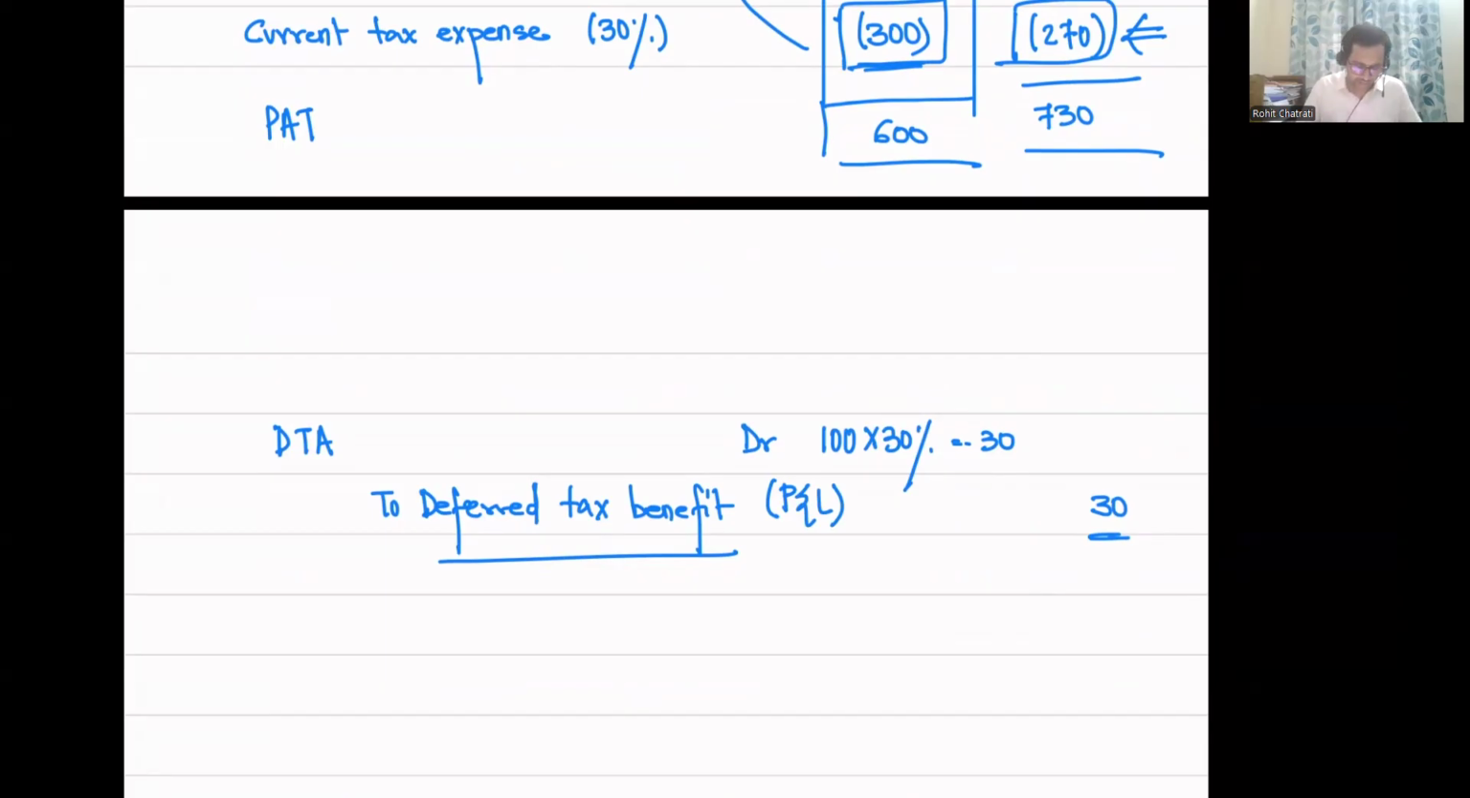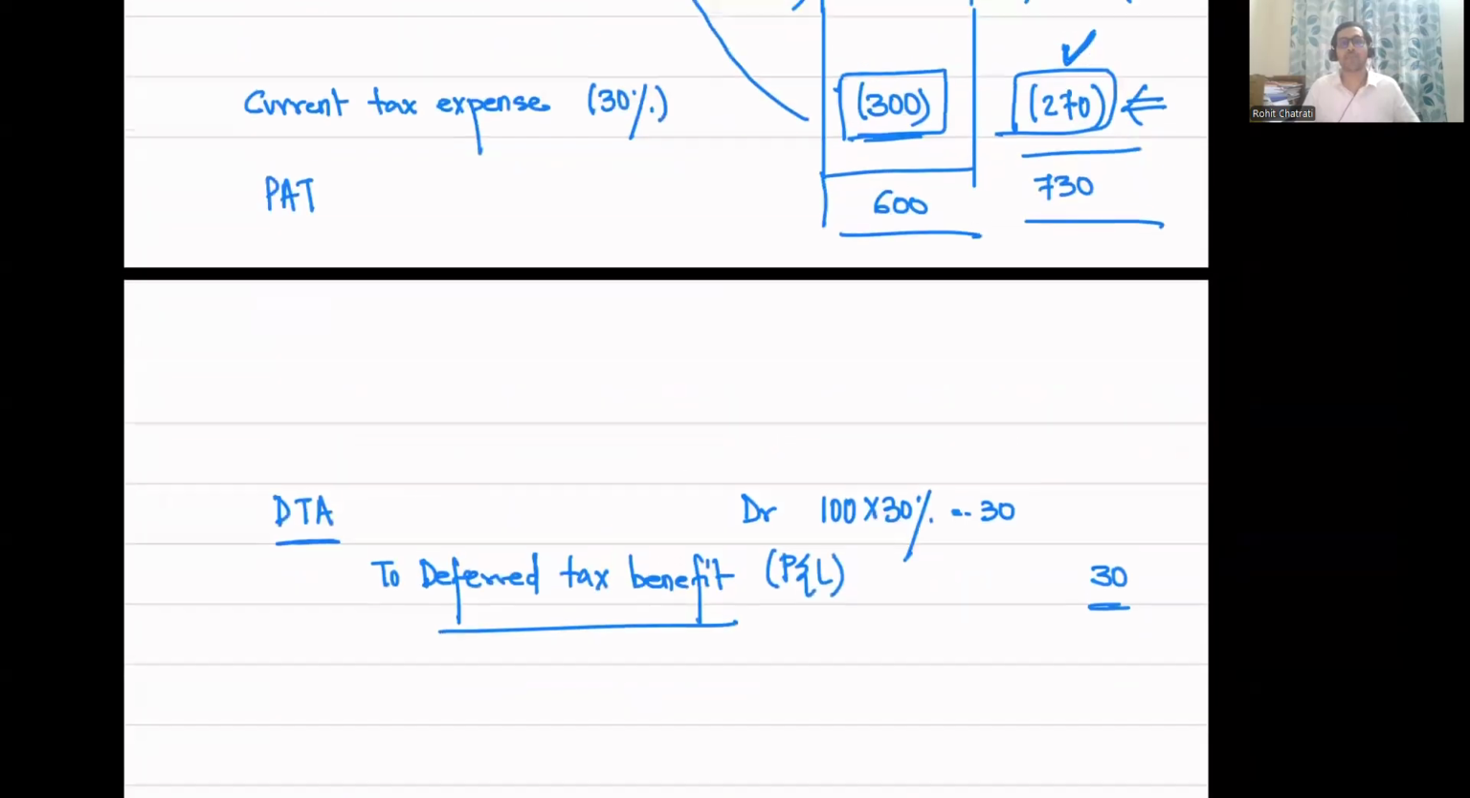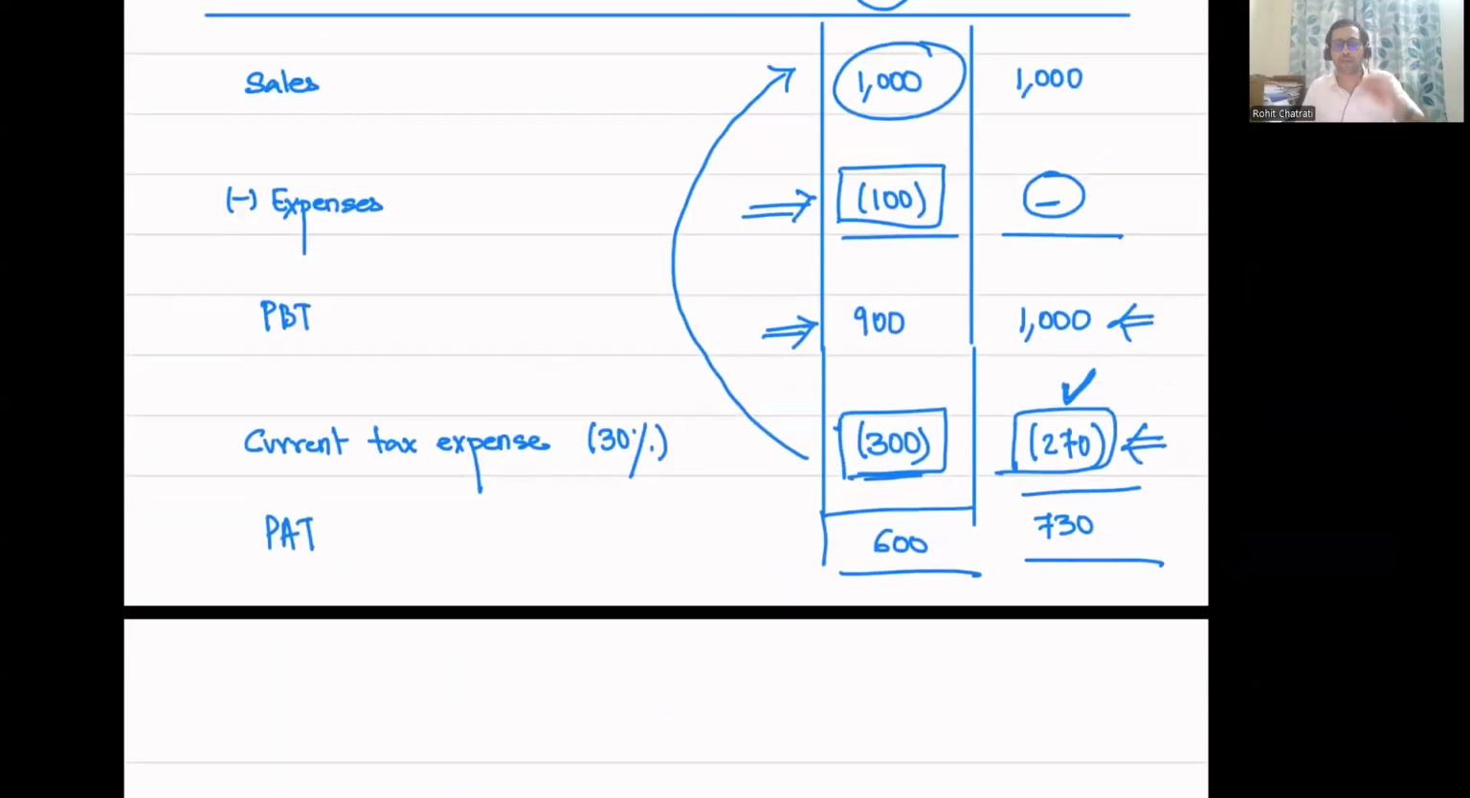The reason why I debited deferred tax asset is because I am going to get the tax benefit on this 100 in future. Therefore, it is an asset for me. All right, this 100 rupees will be deductible in future, so it is going to reduce my taxes in future. Therefore, I record an asset, which means that I'm going to get some benefit as a result of this expense in future. Therefore, I debit deferred tax asset.